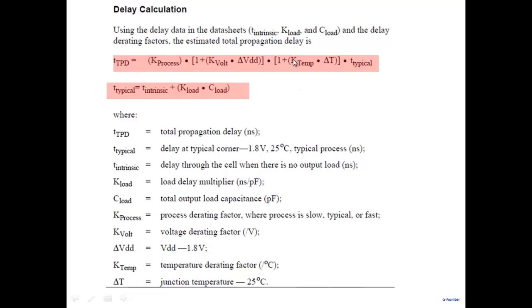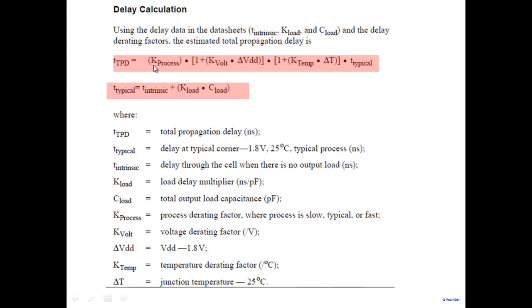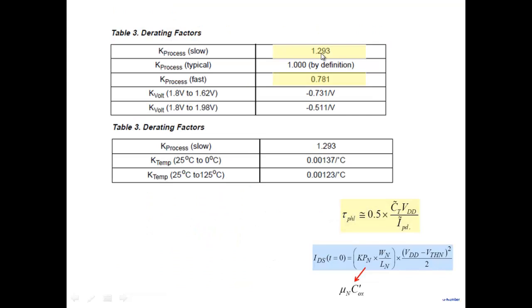So the manufacturer is suggesting use an expression like this. And it's providing values here. So let me show you. It says for K process, for normal process is 1 by definition. Slow process means 1.293, which means multiply delay by K process, which is 1.293, which means 29.3% higher because of process variations. Fast process means he says multiplied by 0.781, which means about 22% faster. So multiply by 0.781. So these are the values that are based on measurements that the manufacturer is supplying.